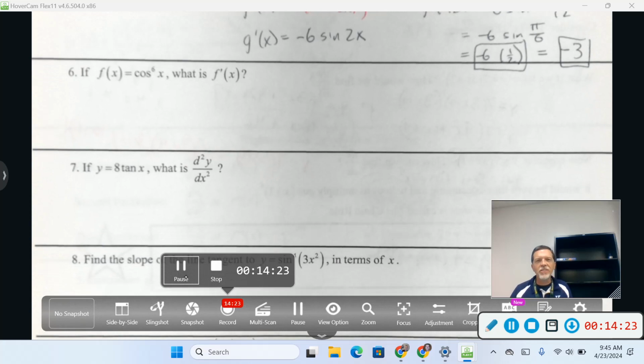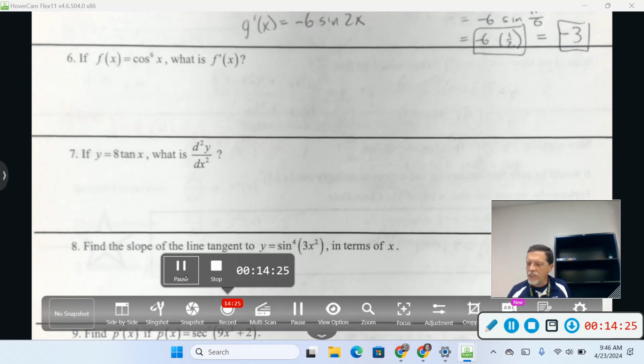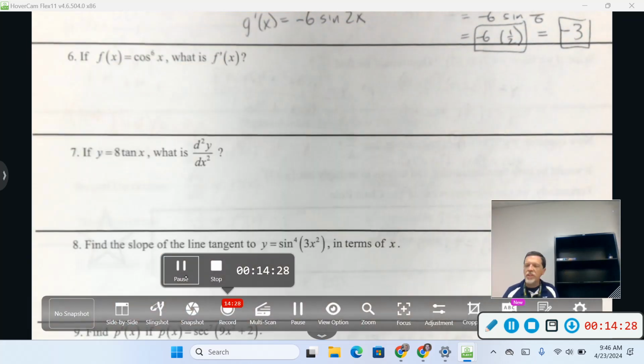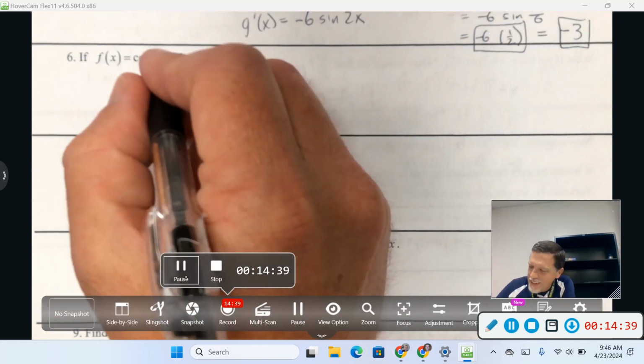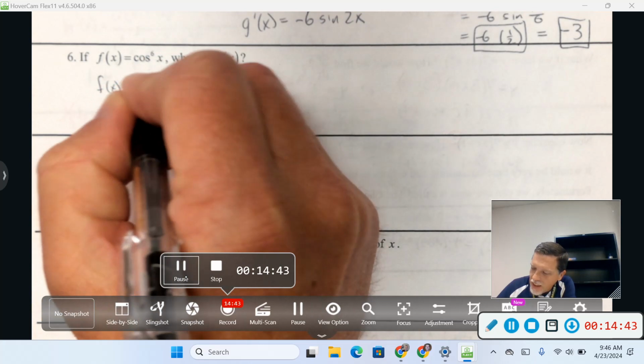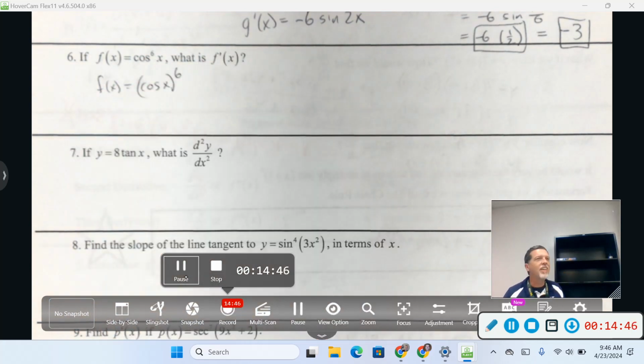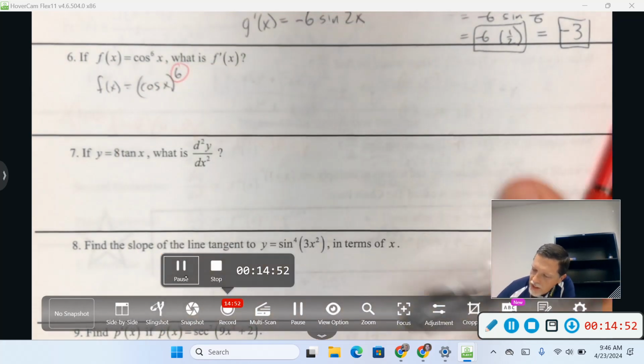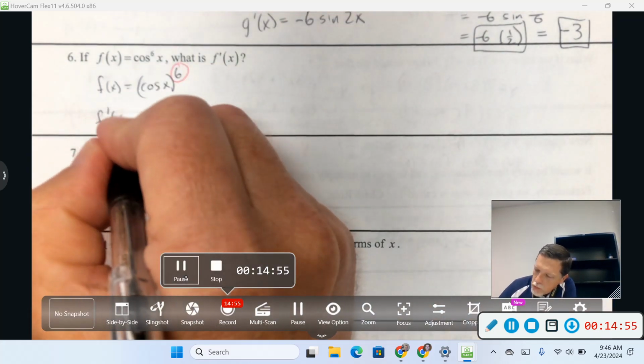Number 6 looks a little different, though. What's the outermost thing on number 6? The cosine or the 6? The 6. That 6 is kind of misplaced when we put it there, because what it means is cosine of x all to the 6th. And if you write it that way, it becomes obvious which one is the outermost thing. So outermost thing is 6. So that's a power rule thing.